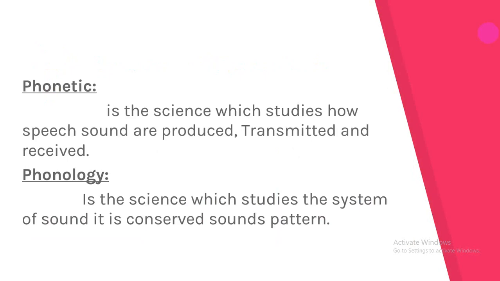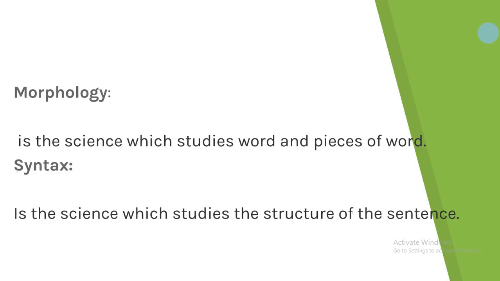Phonetics is the science which studies how speech sounds are produced, transmitted, and received. Actually, phonetics works on sound. Phonology is the science which studies the system of sound. It is concerned with sound patterns. Next one is morphology. Morphology is the science which studies words and pieces of words. It means morphology works on words.